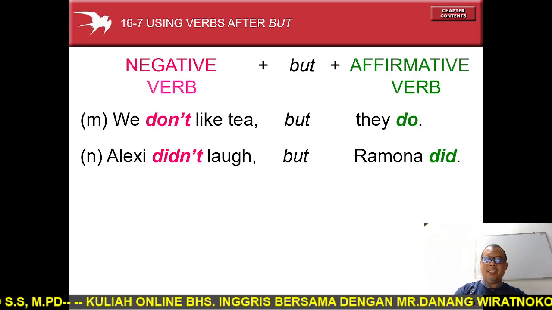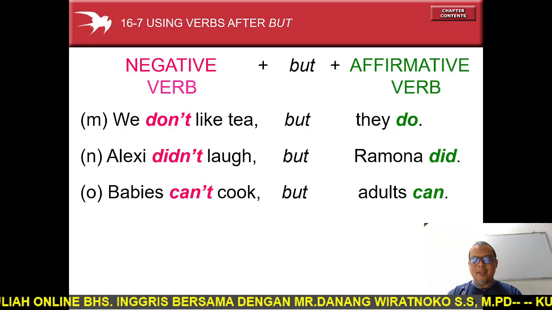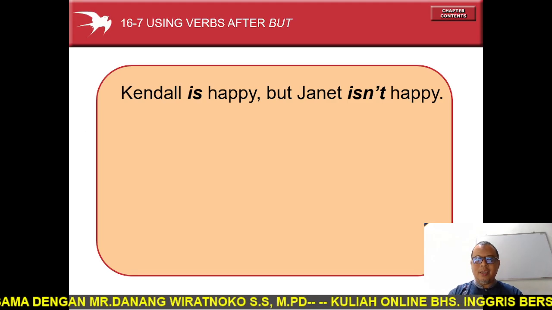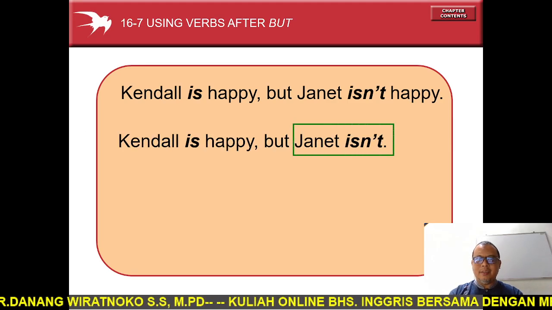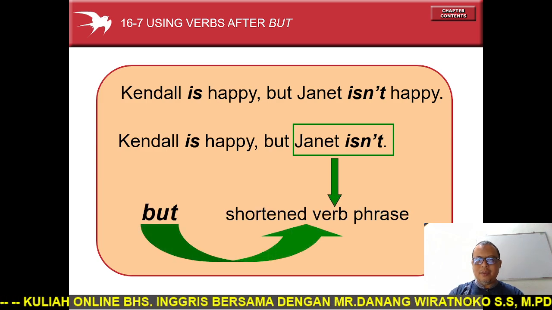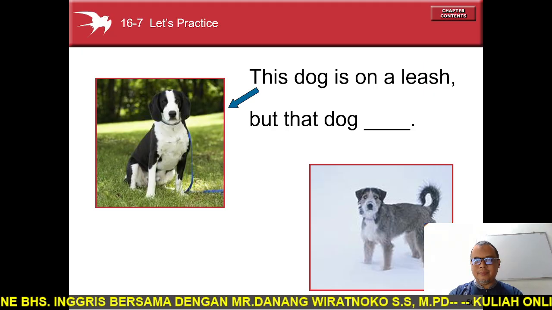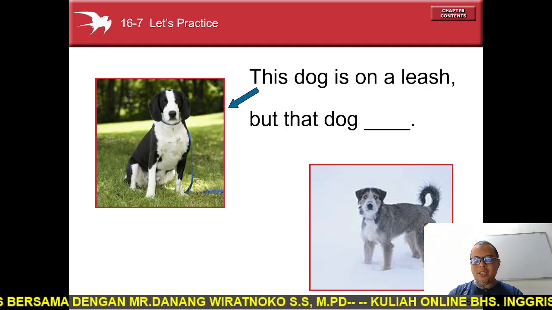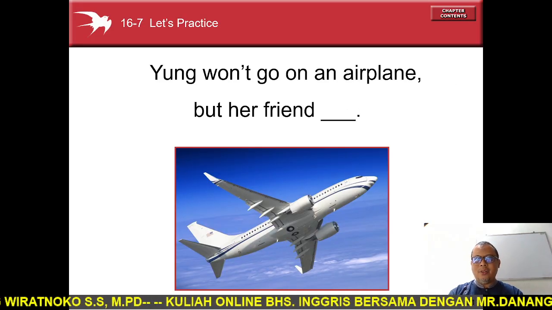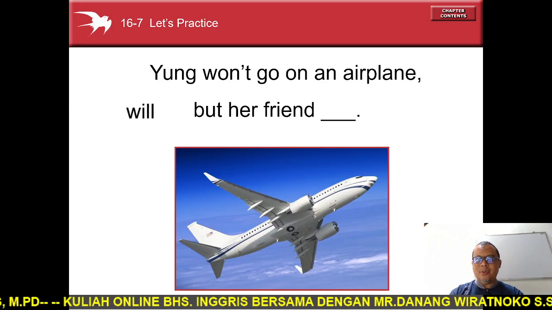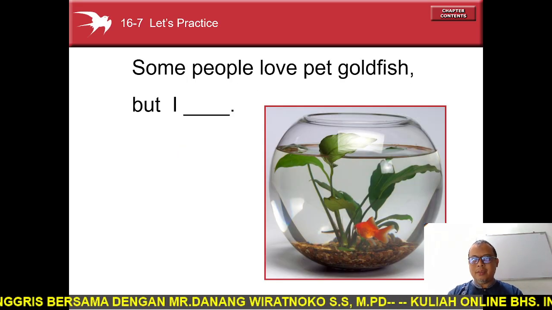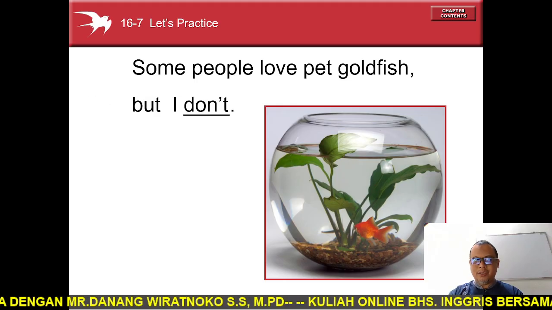Okay, Alex didn't love, but Romana did. Babies can't cook, but adults can. Janet won't play, but Zoe will. Kendall is happy, but Janet isn't. But is a shortened verb phrase. Okay, let's practice. This dog is on a leash, but that dog isn't. Young won't go on an airplane, but her friends will. Some people love a pet goldfish, but I don't.